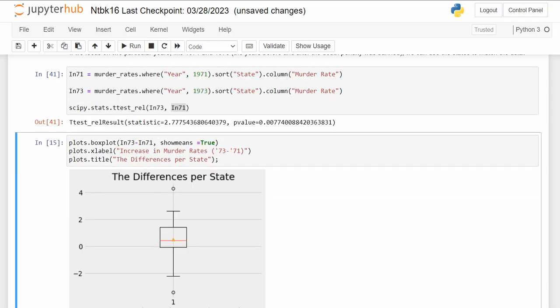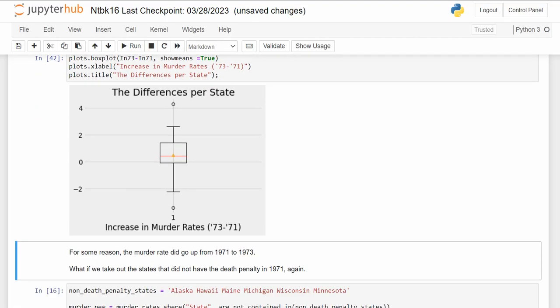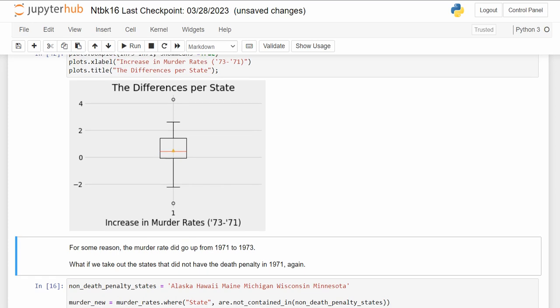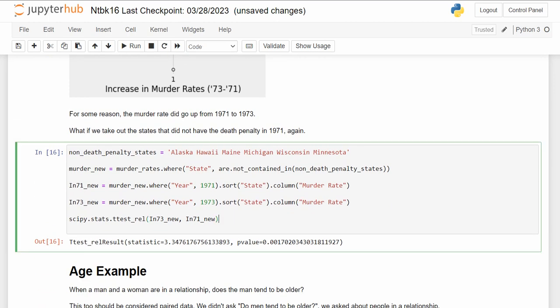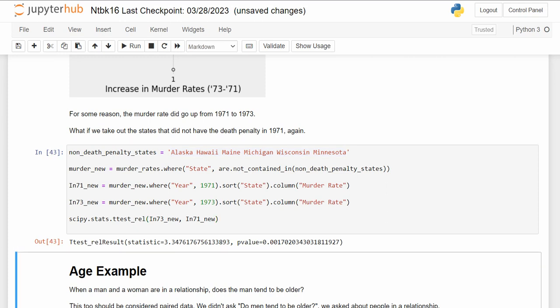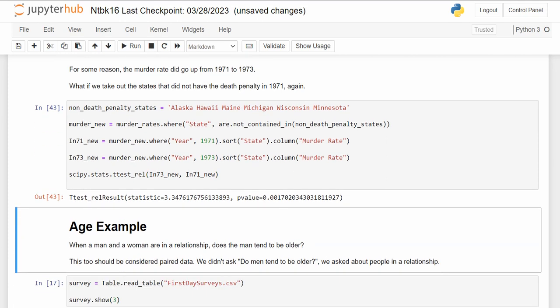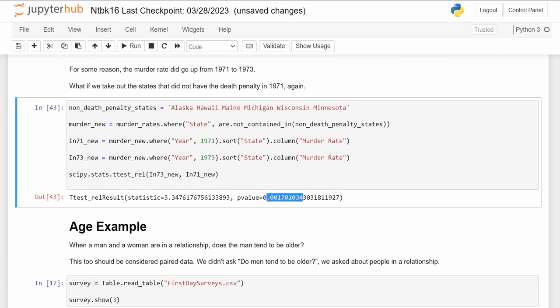And this is the rest of the differences by state. This is a box plot showing the differences by state between 71 and 73. And by the way, there are some states that did not have the death penalty. And if you throw those out, the p-value is even a little bit lower.